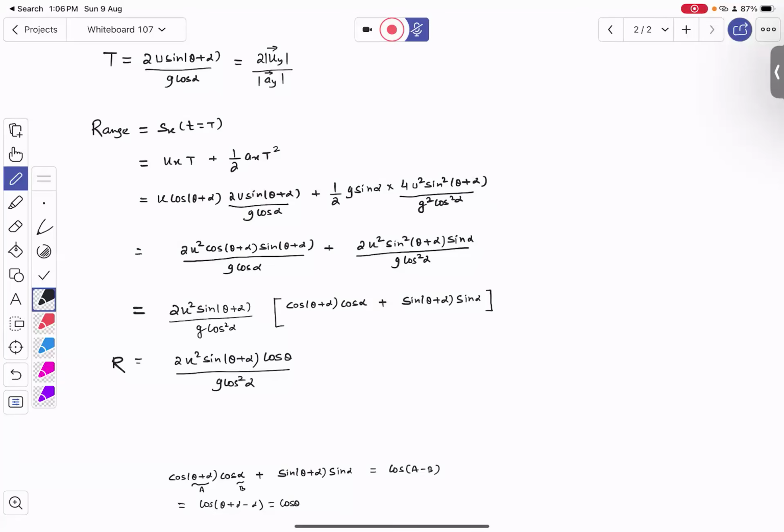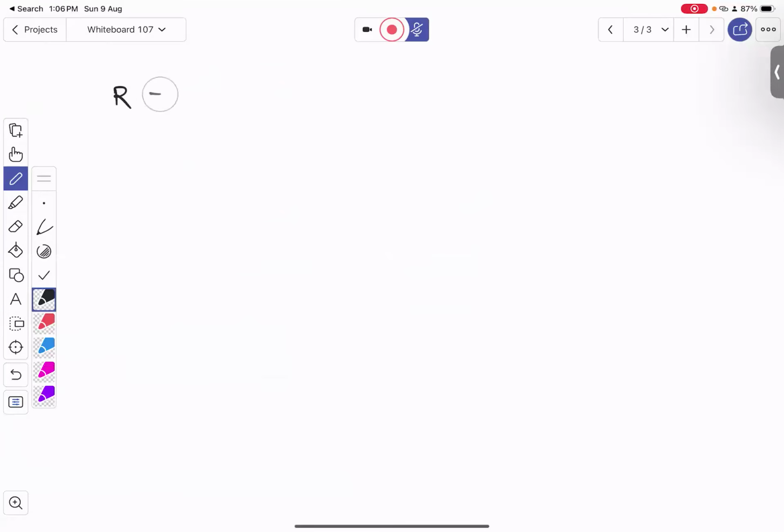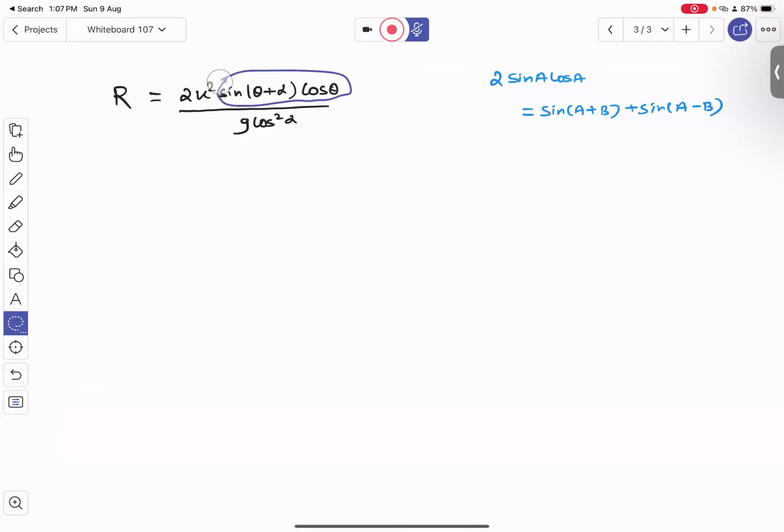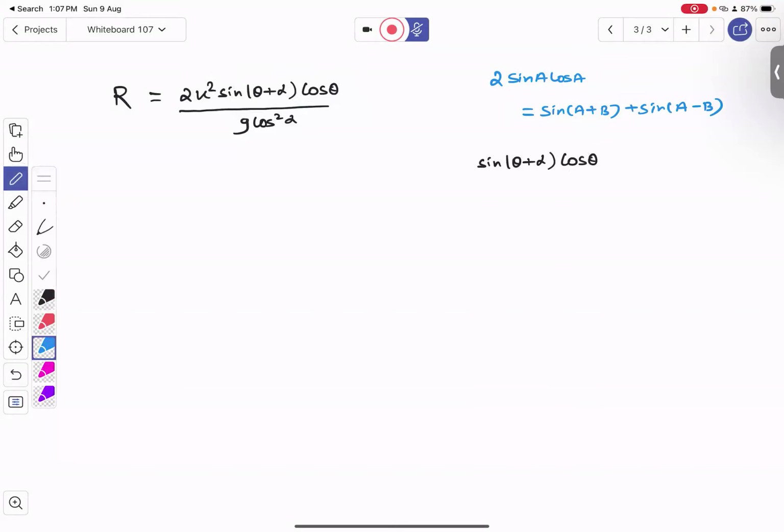We'll take a new page. So the range we got is 2u square sine theta plus alpha into cos theta by g cos square alpha. So it's like trigonometry. You know 2 sine A cos B is equal to sine A plus B plus sine A minus B. If you don't know, then you know it now. So I will consider writing theta plus alpha as A and this one as B.